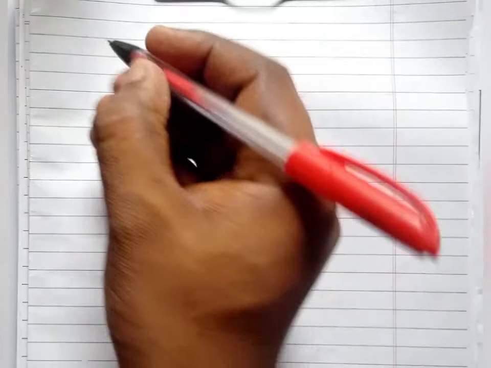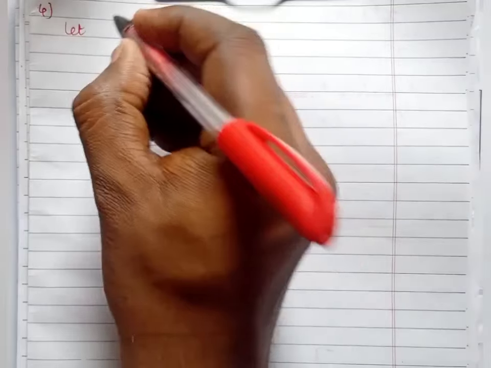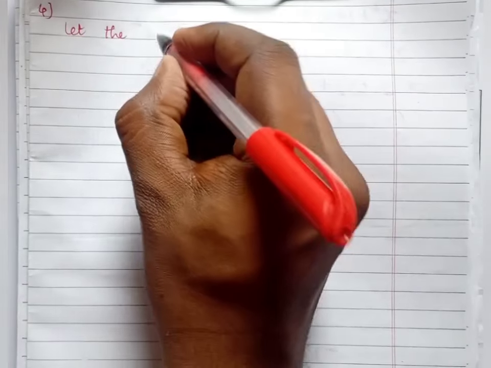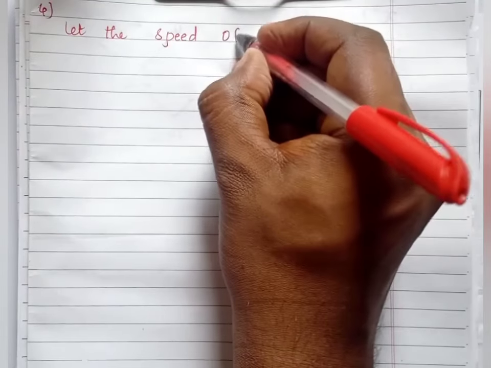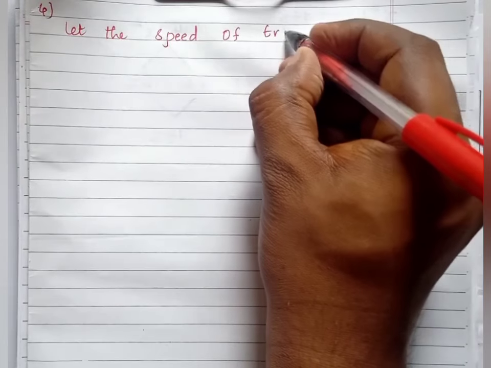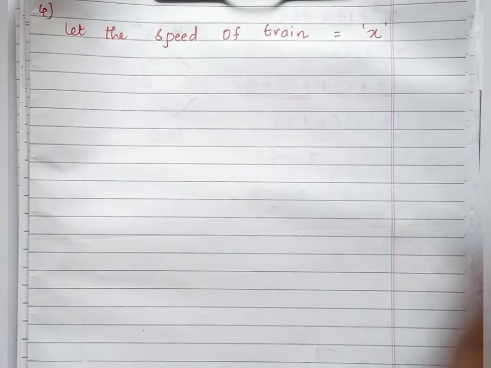Fourth question, a train travels 360 kilometers at a uniform speed. If the speed had been 5 kilometers per hour more, it would have taken 1 hour less for the same journey. We should find out the speed of the train. Let the speed of the train be x. So I'll assume the speed of the train be x.